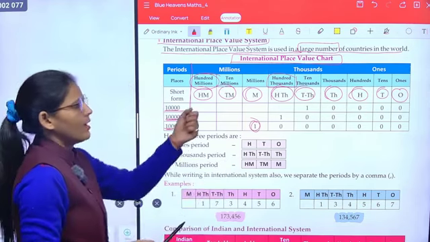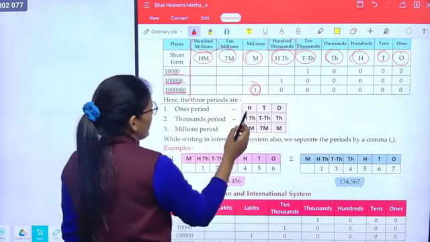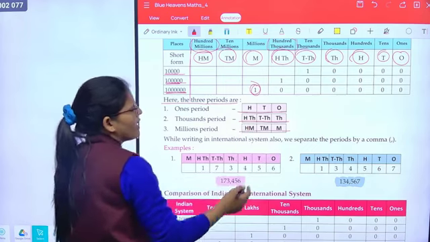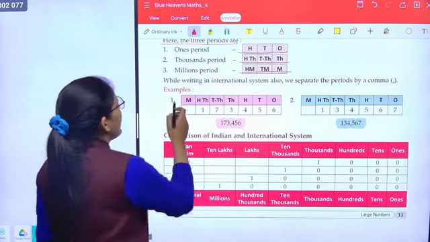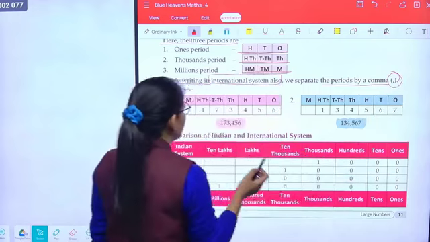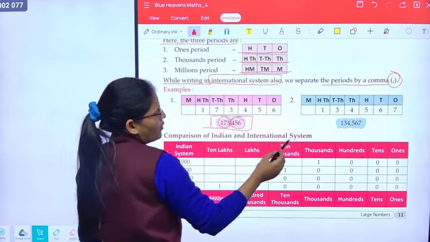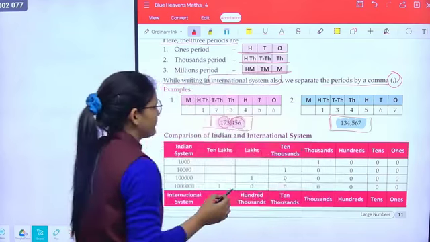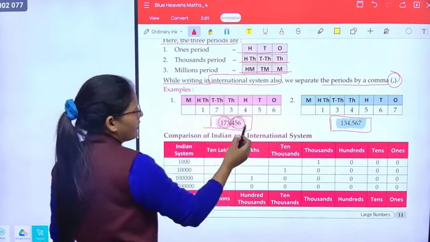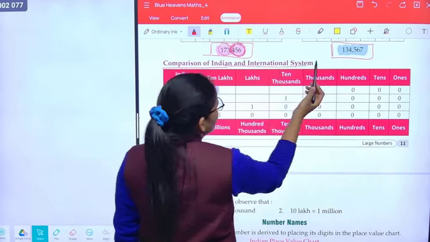Now 10 lakh means 10 millions. Okay. Now here the 3 periods are ones, thousands, and millions. While writing in an international system, also we separate the periods by a comma. Understand? See, it is like this: 100,000, 7,10,456. Understand?